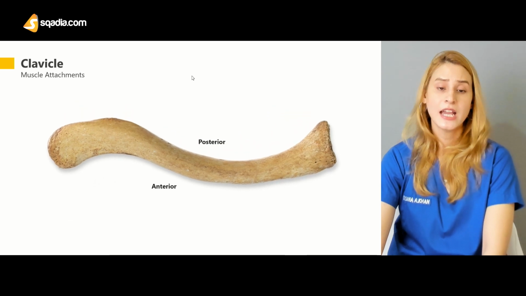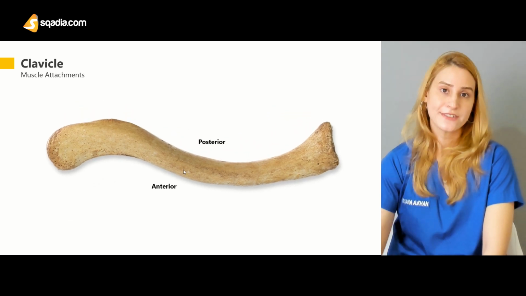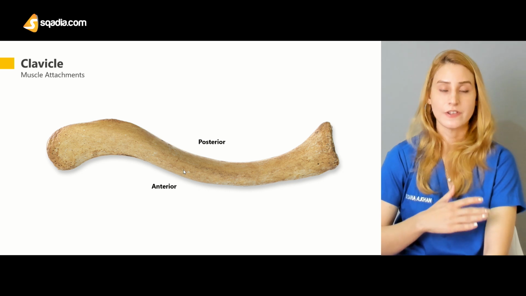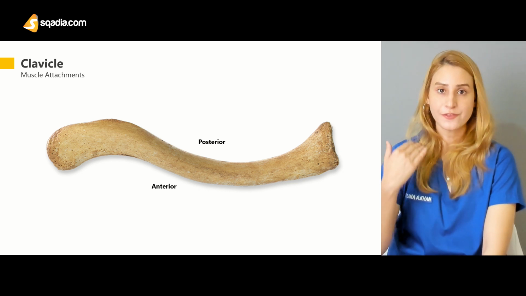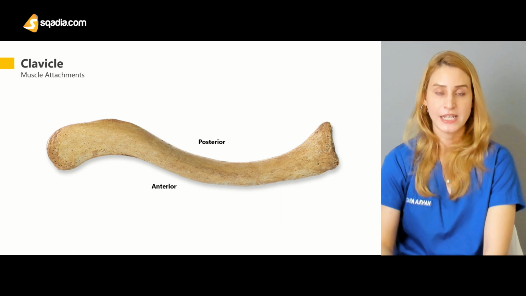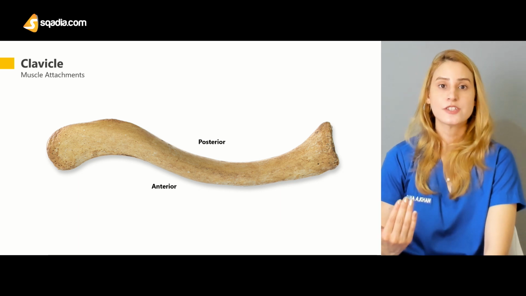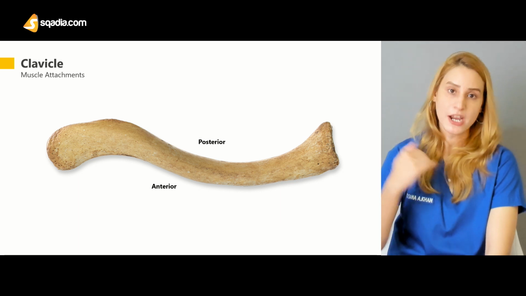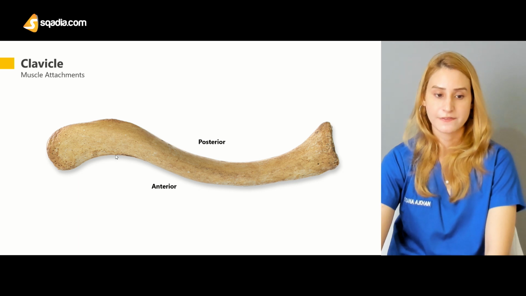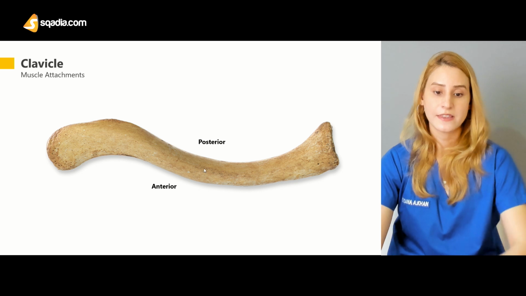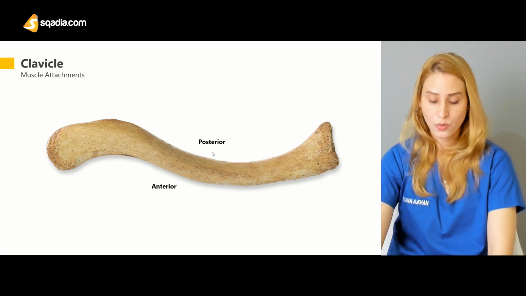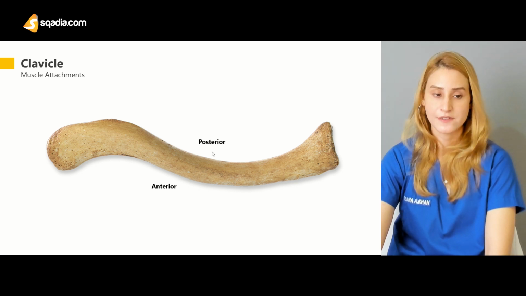Then you have the other surfaces. One is the anterior surface and one is the posterior surface. The surface which is facing forward towards you, that's the anterior surface, and the surface which is backward is called the posterior surface of the clavicle.